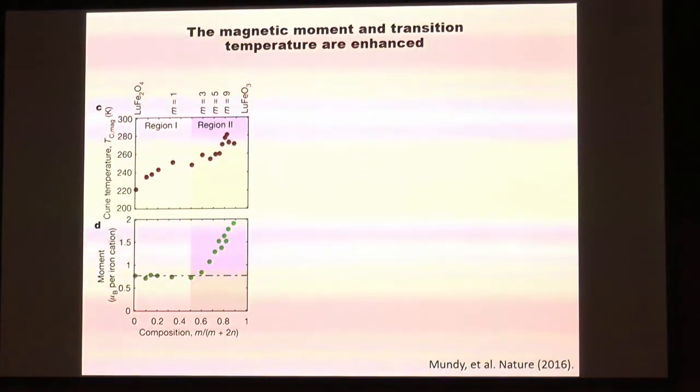And so here's the Curie temperature, and the magnetic moment is a function of composition, ranging from the 1,2,4 end member to the 1,1,3 end member. So this 1,1,3 end member is the ferroelectric component. And as you go towards this ferroelectric component, you start getting enhanced TC and enhanced magnetic moment.